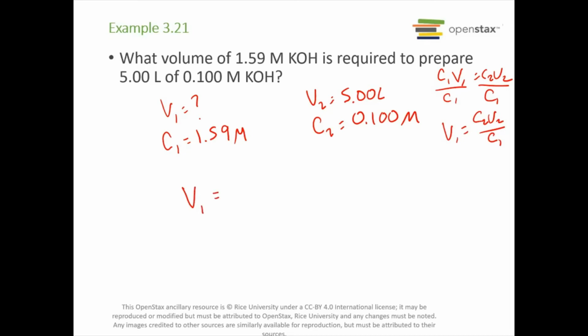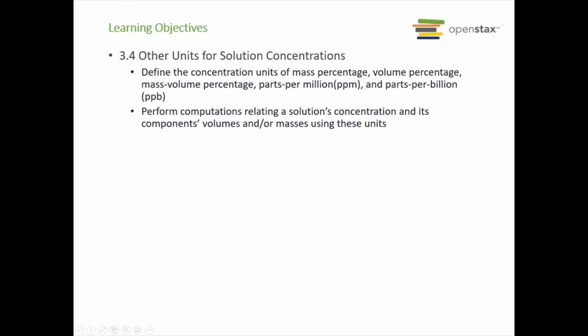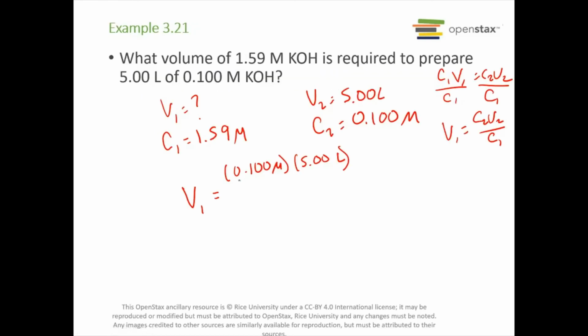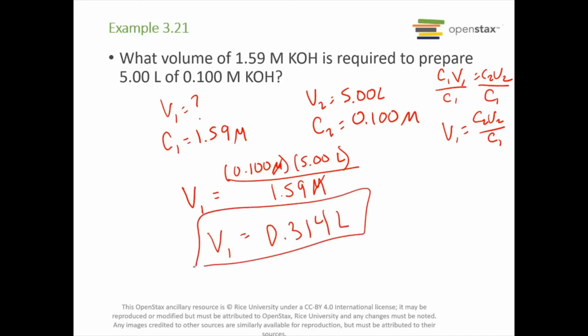So V1 then is equal to 0.100 molar times 5.00 liters divided by 1.59 molar. We see molar cancels out, and we get that V1 is equal to 0.314 liters. Okay, and this makes sense. It should be a smaller volume because that's what we're diluting.